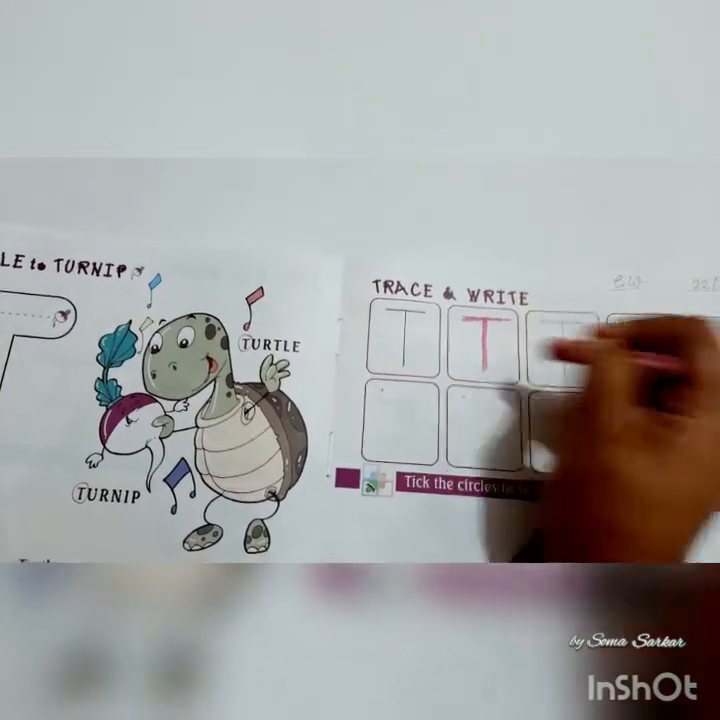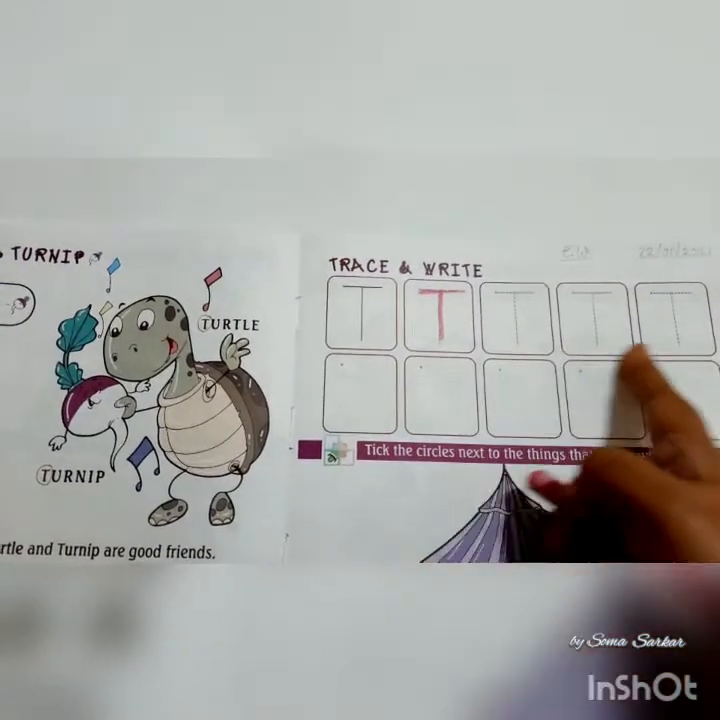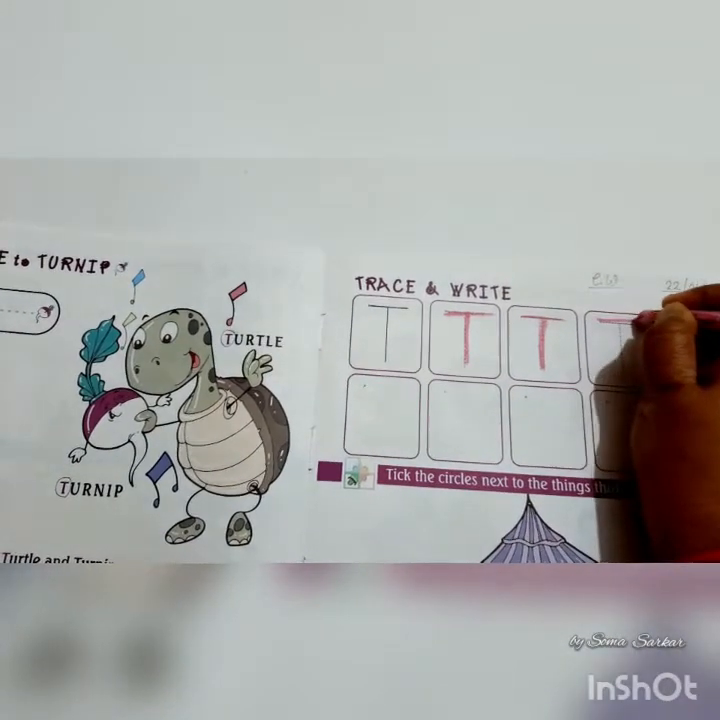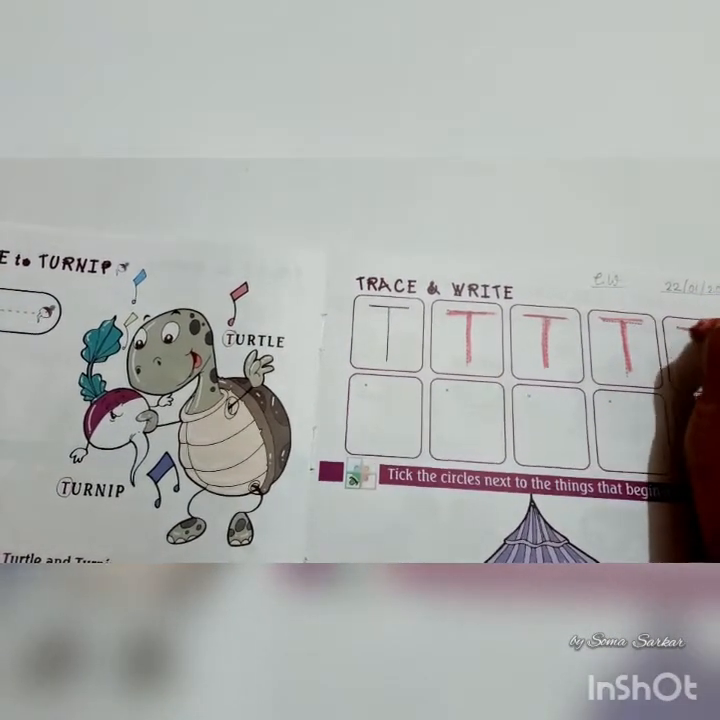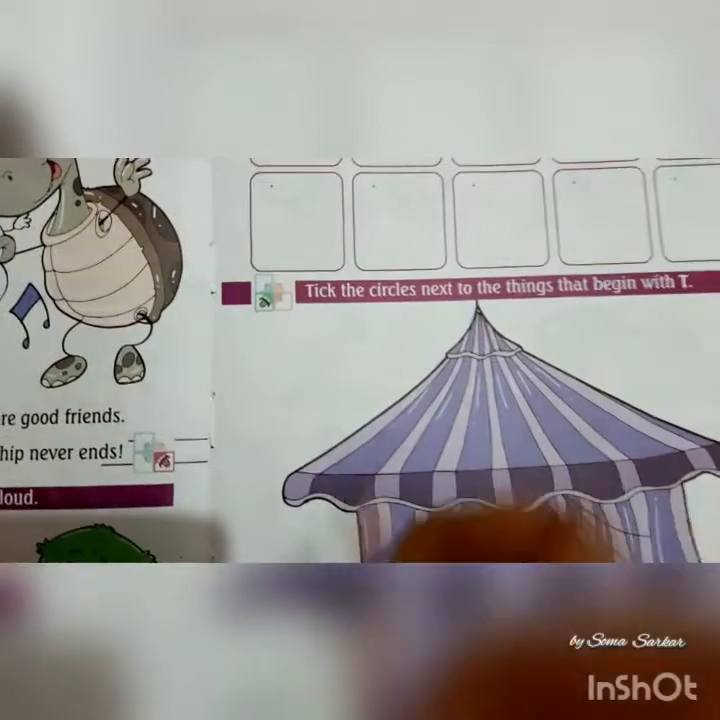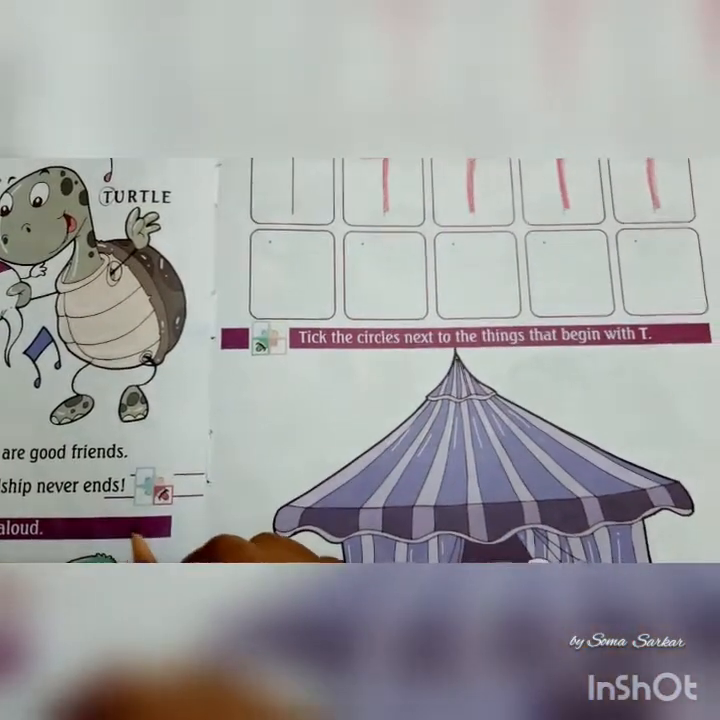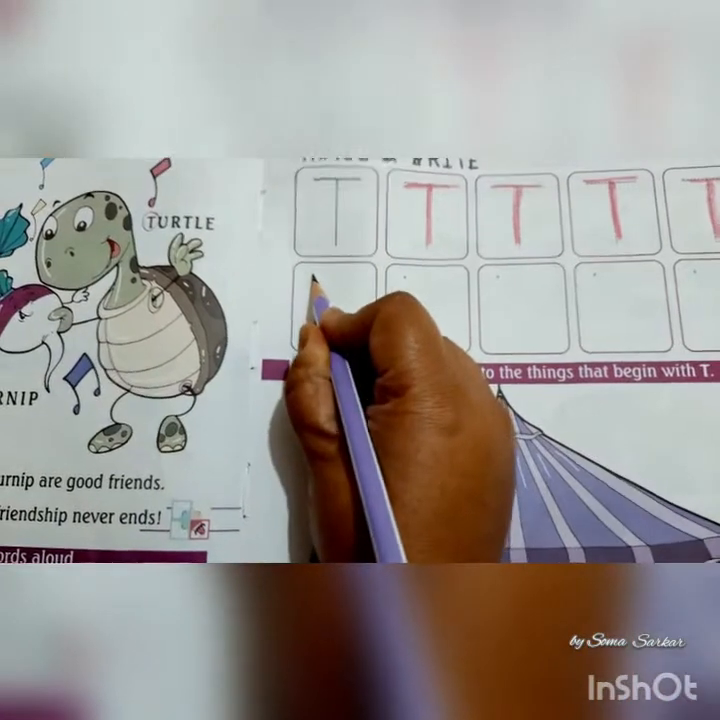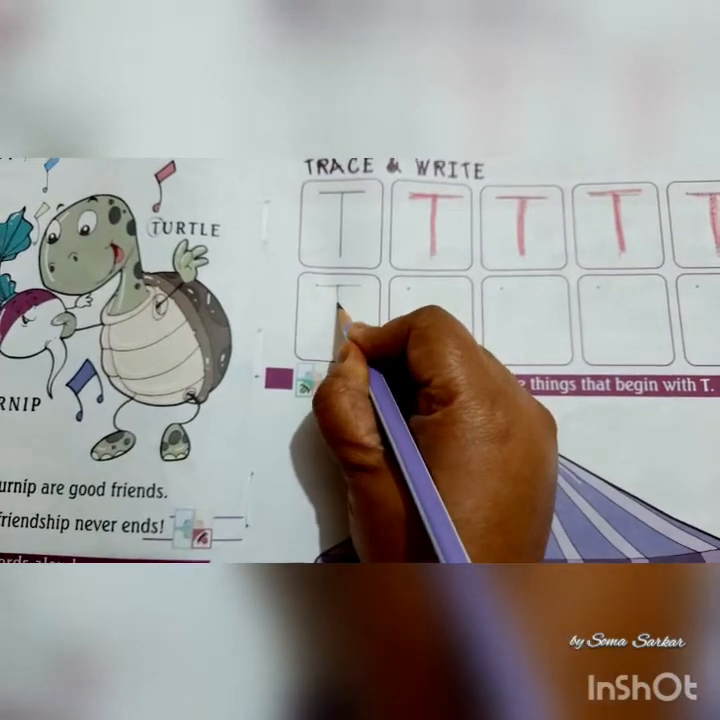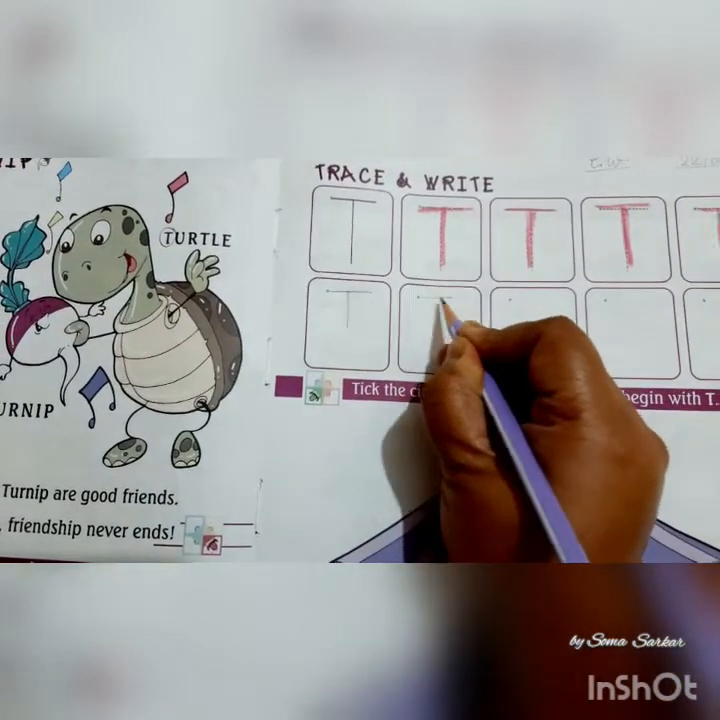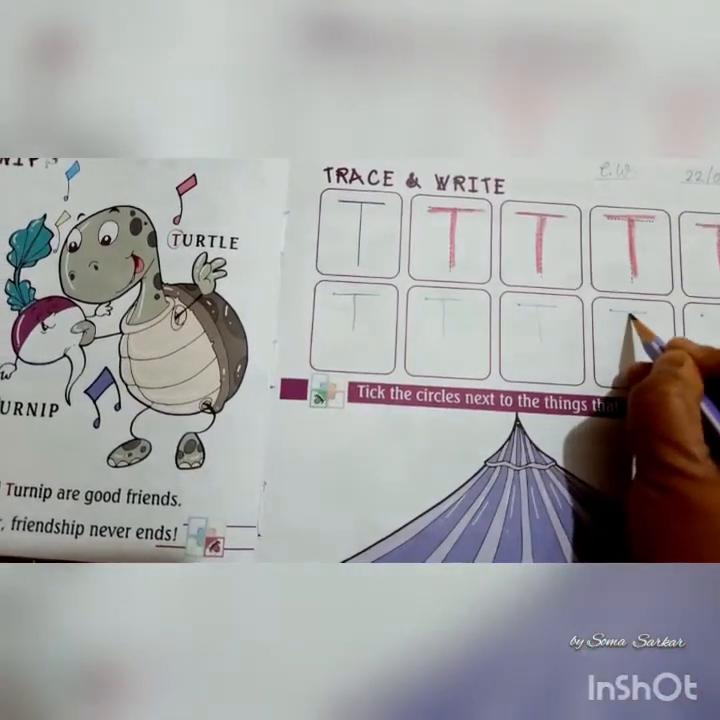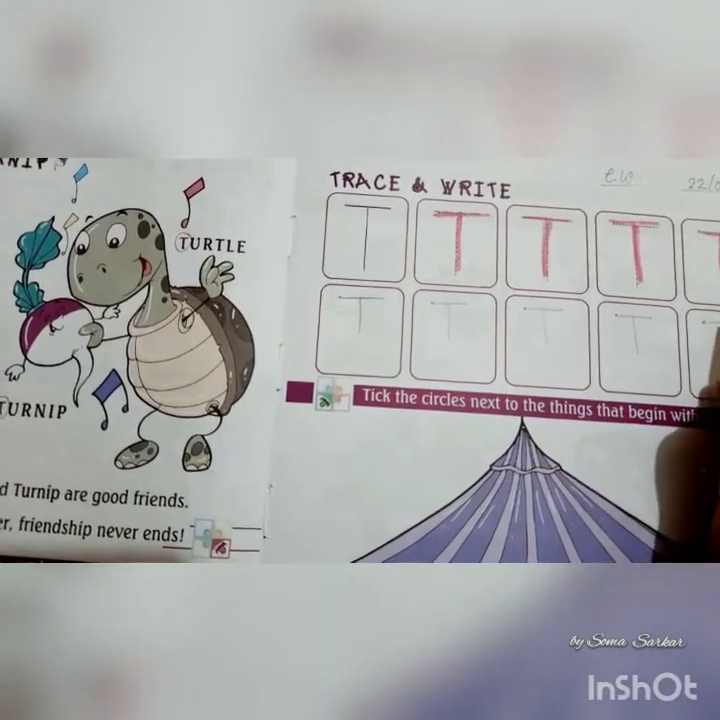Sleeping line, standing line. This way you have to write on dots. This is capital letter T. Now kids, take your pencil and write on these blank boxes, okay? Same way. First you have to draw a sleeping line, and from the middle draw a standing line. T. This is capital letter T.